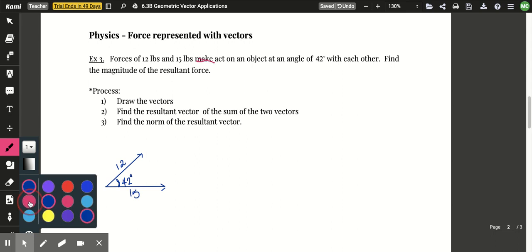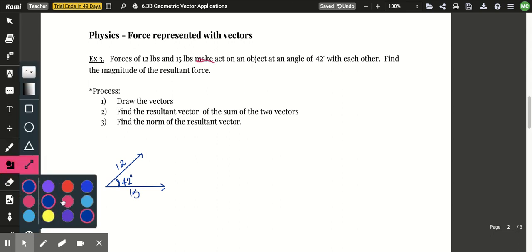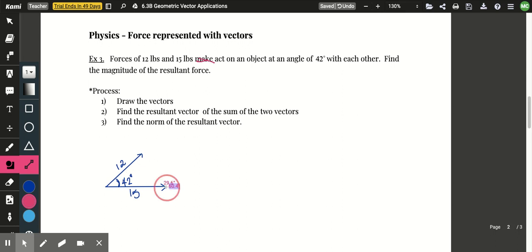Now to sum these two vectors, as we learned in our lesson yesterday, you have to add one of them to the other by starting the tail of it on the head of the other one. So I'm going to use one of the vectors that's here already. I think I'll use the bottom one. And then I'm going to add the 12-pound vector to the head of that one.